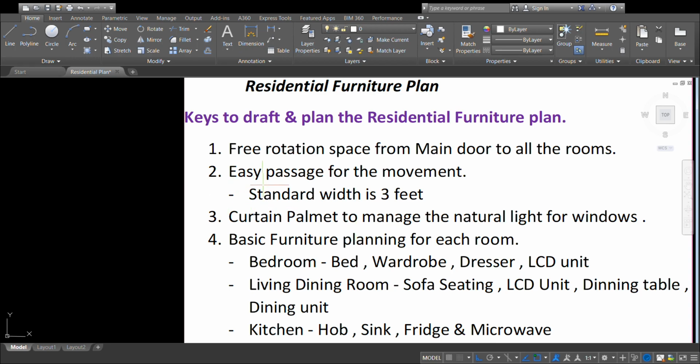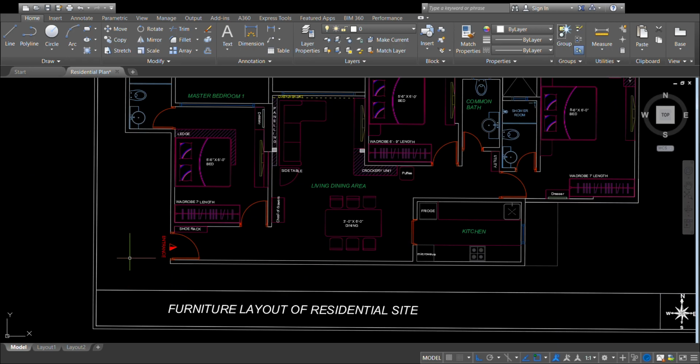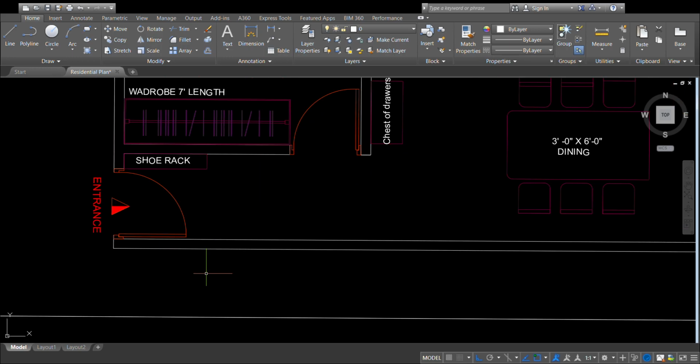The second point is an easy passage for the movement. The standard width of a passage is 3 feet. Now as you see here, when you have multiple rooms and multiple areas in your layout, they will be connected with passages. Here you can see that there is a main passage and one more passage connecting other rooms. So we are talking here about the width of the passage.